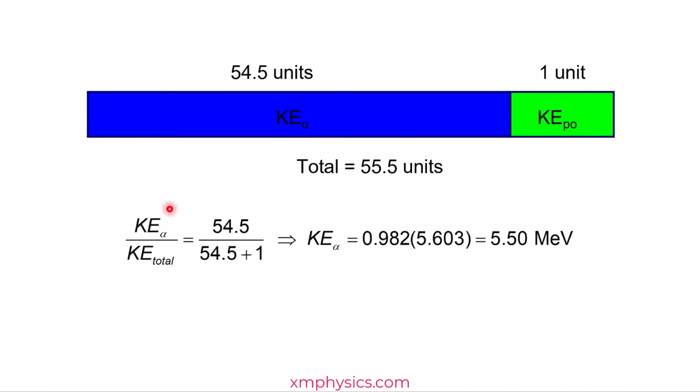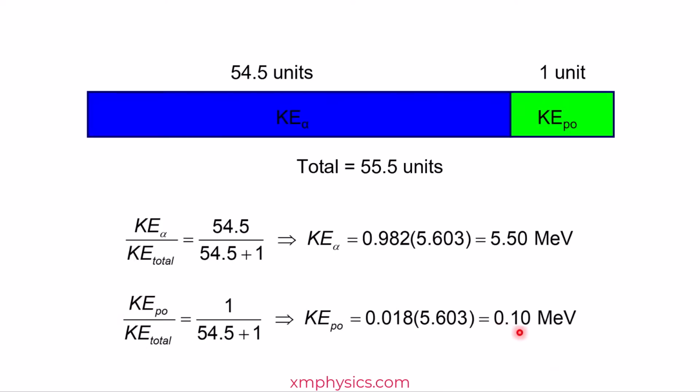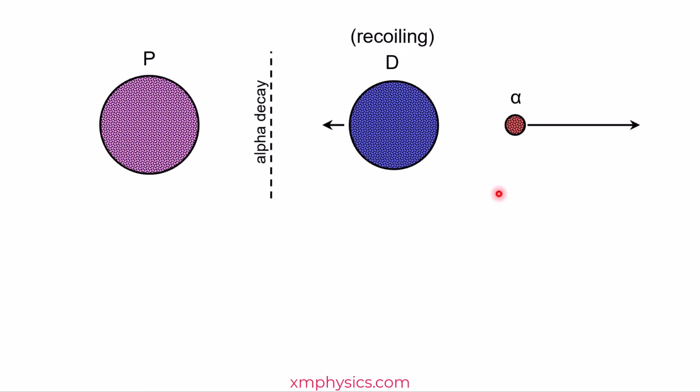So the alpha particle's KE is 54.5 out of 55.5 of the total amount of KE, which we have calculated to be 5.603 mega electron volts. So it turns out the alpha particle grabs the majority share of the energy released, leaving the polonium with only 0.10 mega electron volts of KE. Now in hindsight, the result is actually very obvious.